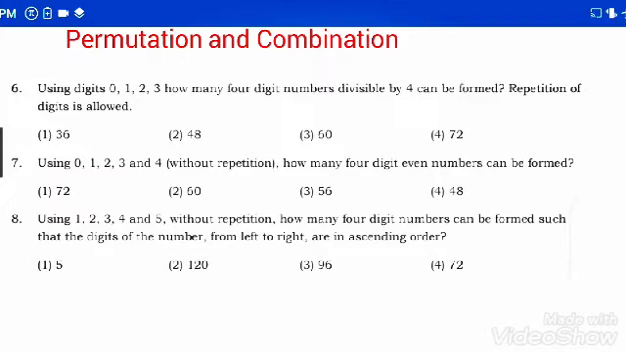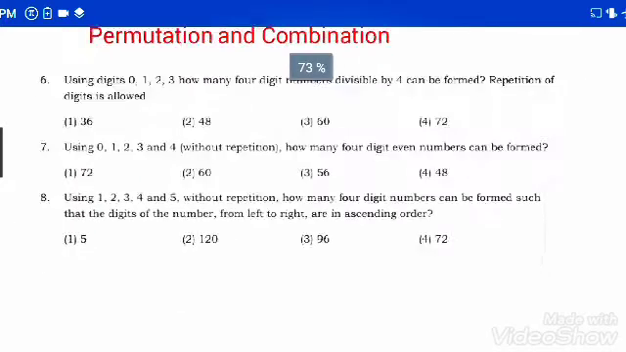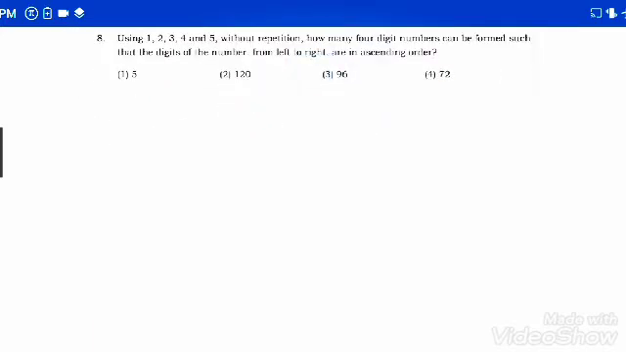Alright, the first question says, using digits 0, 1, 2, 3, 4, how many 4-digit numbers divisible by 4 can be formed? It says repetition of digits is allowed. Now the first question you should ask is, what is the rule for a number divisible by 4? The general rule is that the last 2 digits of that number must be divisible by 4 or must end with 0, 0.